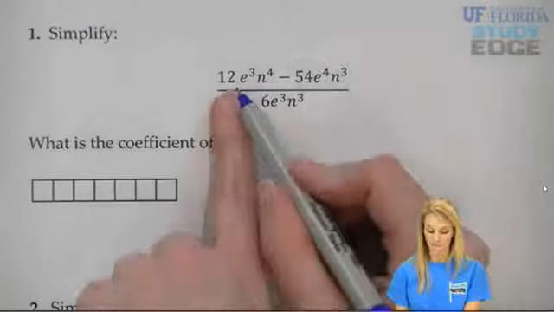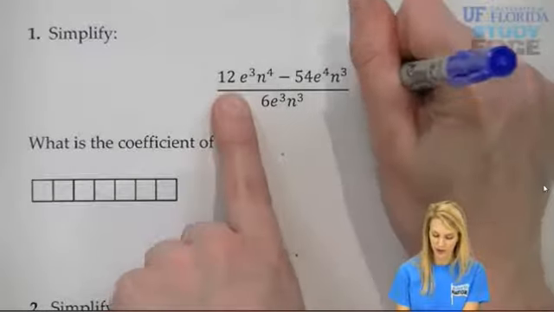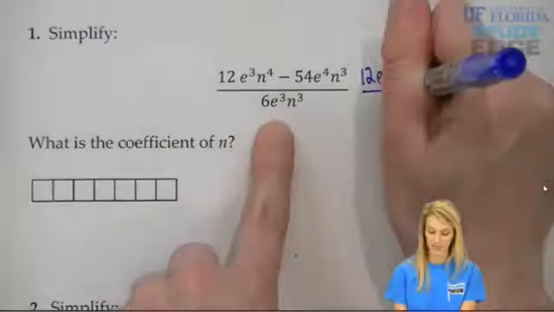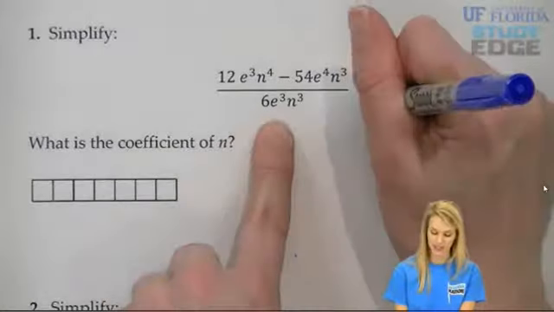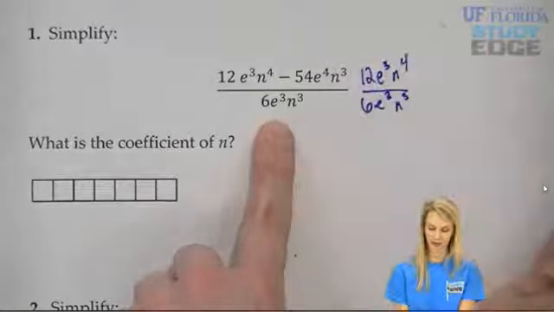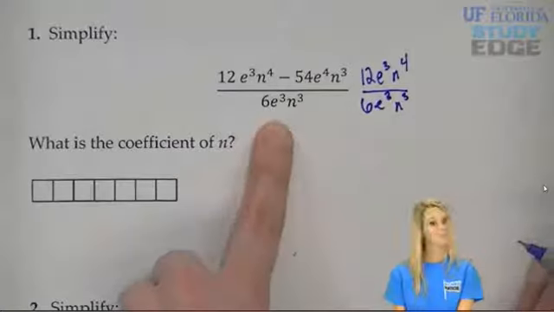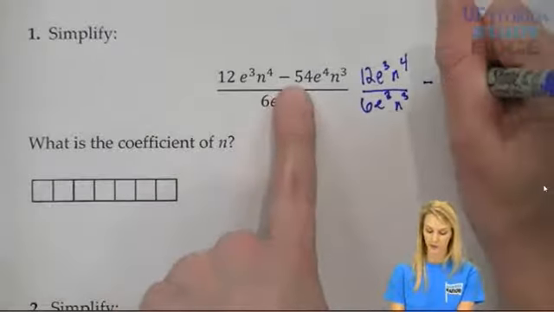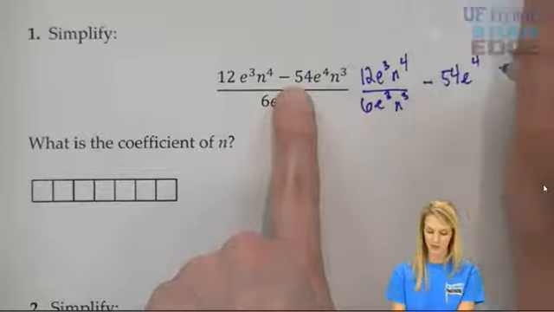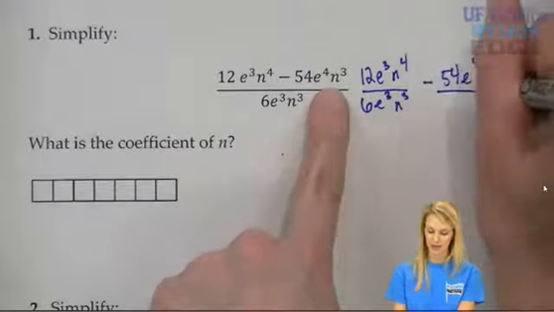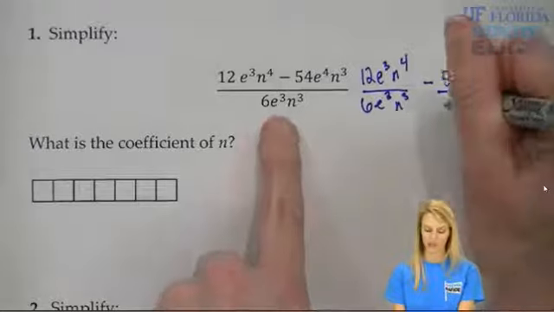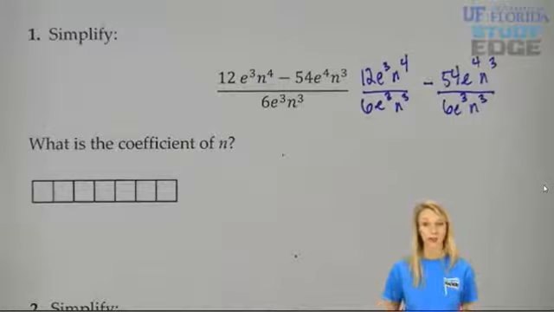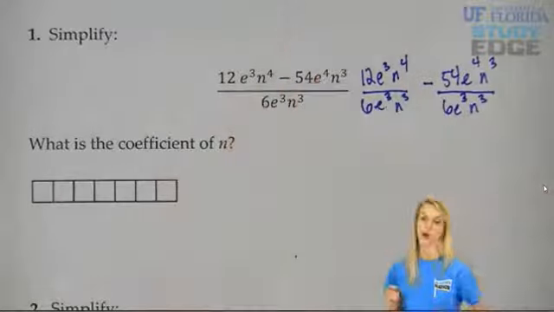Let's do it. Our first piece in our numerator is 12 e to the third power n to the fourth. Well, we divide it by what is in our denominator. In our denominator, we have 6 e to the third n to the third. All right, are we done? Nope, we've got another piece of our numerator. We have a negative, so let's put our minus sign. We have 54 e to the fourth n to the third power. And we have to divide it by our denominator. So we have 6 e to the third n to the third. Well, now what? Now, we've just got to do each of these by themselves.